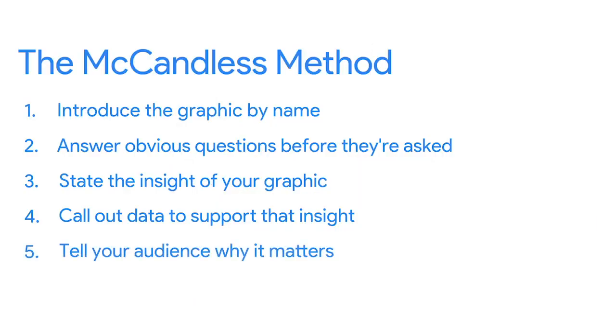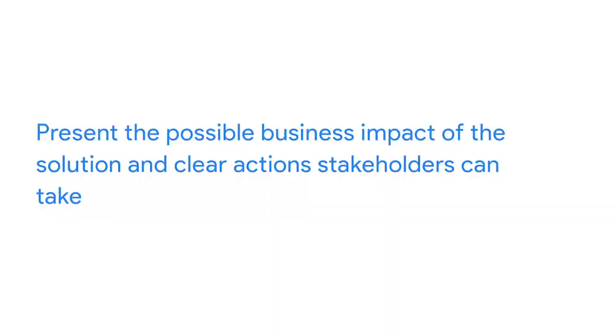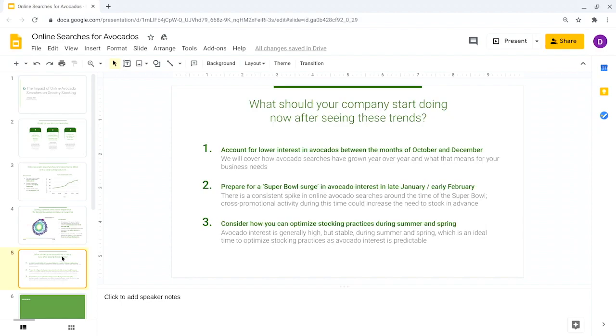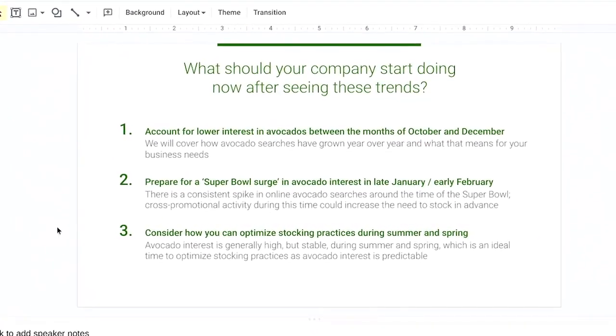Finally, it's time to tell your audience why it matters. This is the "so what" moment. Why is this insight interesting or important to them? This is a good time to present the possible business impact of the solution and clear action stakeholders can take. You might remember that we outlined this in our framework at the beginning of our presentation. So let's explain what this data helps our grocery store stakeholder do.